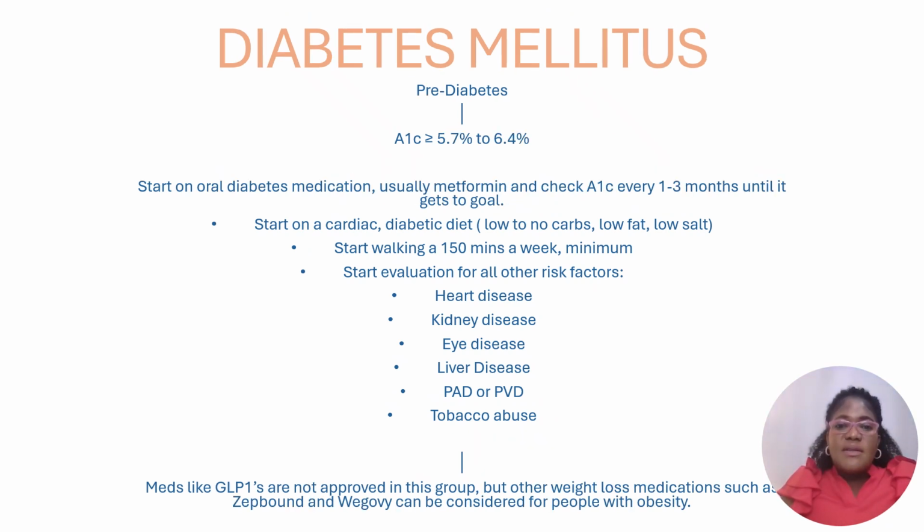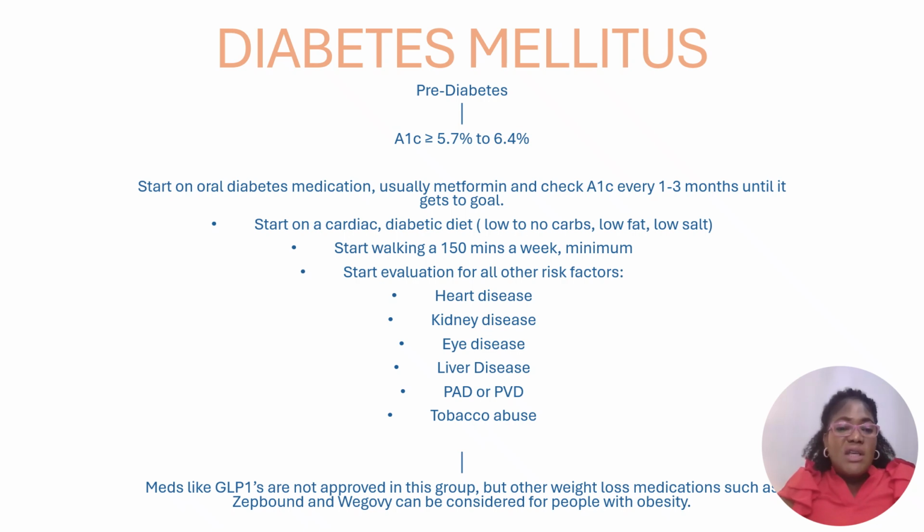All right, so on this slide, we're going to talk a little bit more in detail about prediabetes. So prediabetes is diagnosed when the A1C percent is between 5.7 to 6.4. These patients are typically recommended to start a lifestyle change, which includes an exercise regimen, walking 30 minutes a day, 5 days a week, so 150 minutes a week at the minimum.